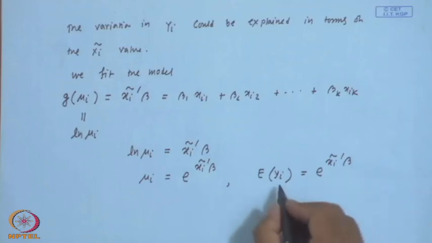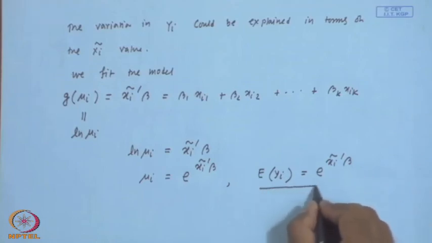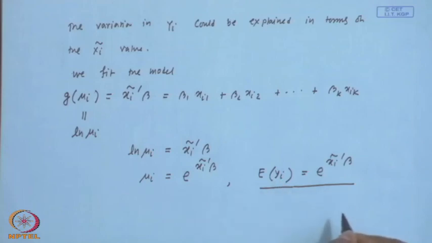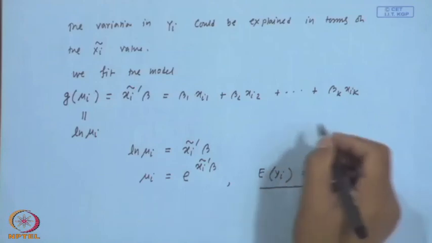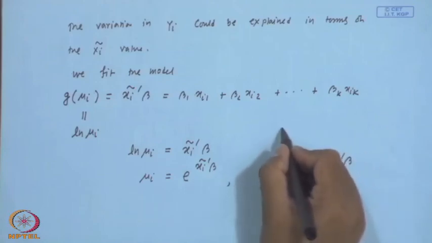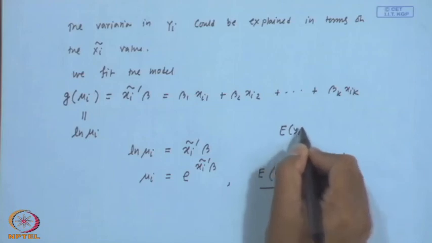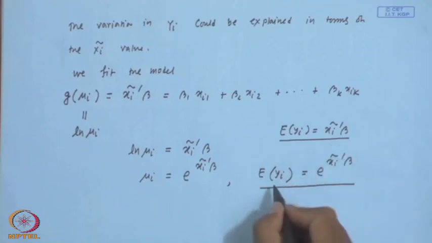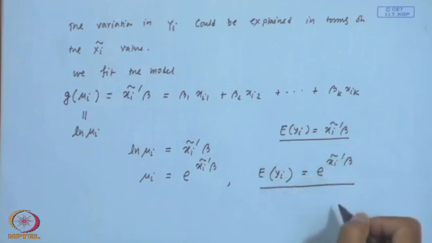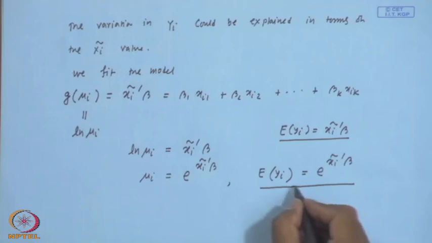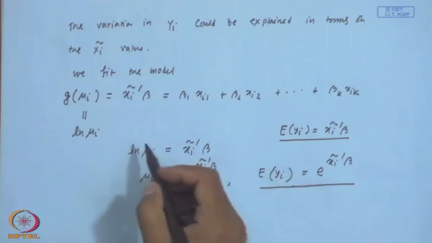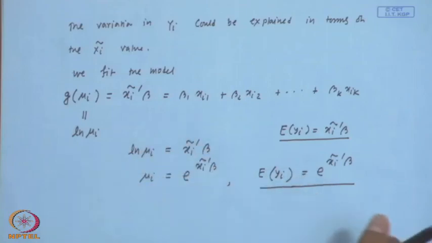Okay. So, this is the model we need to fit if the response variable follows a Poisson distribution. Usually, if y follows a normal distribution, then we fit the model E(yi) equal to xi prime beta. But if it is following Poisson, then we fit this model, and if y follows, say, binomial, then depending on the natural parameter we get the model to be fitted.